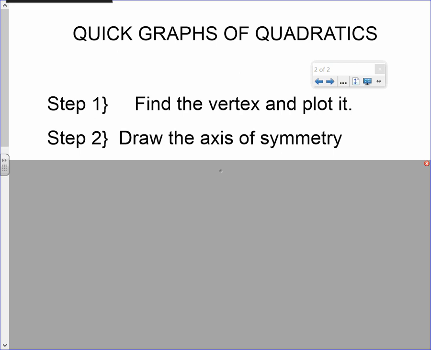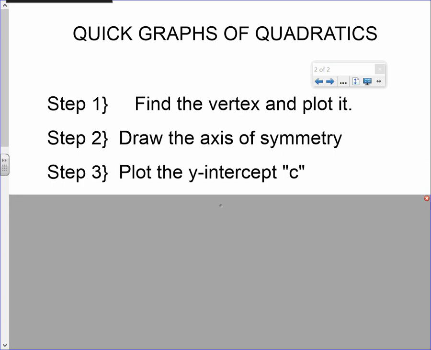Step 3. Plot the y-intercept, which Padilla read earlier was C. Your C value is your y-intercept, where the graph crosses the y-axis. So far, so good.